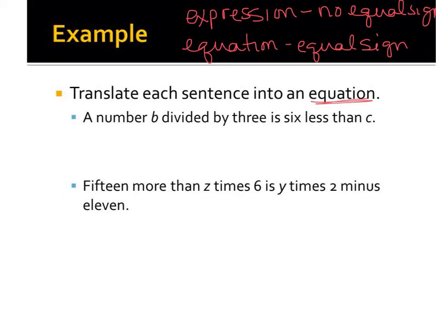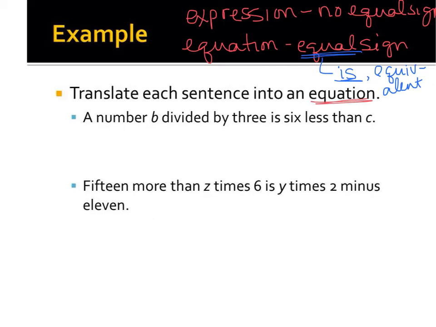So quickly, a few words that mean equal. You can have equal, is, equivalent. Those are all words that would mean equal.